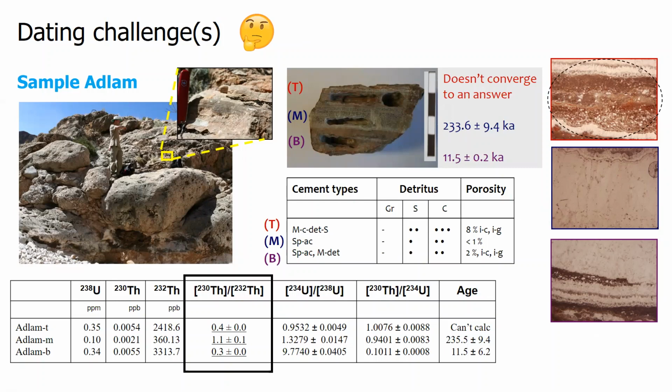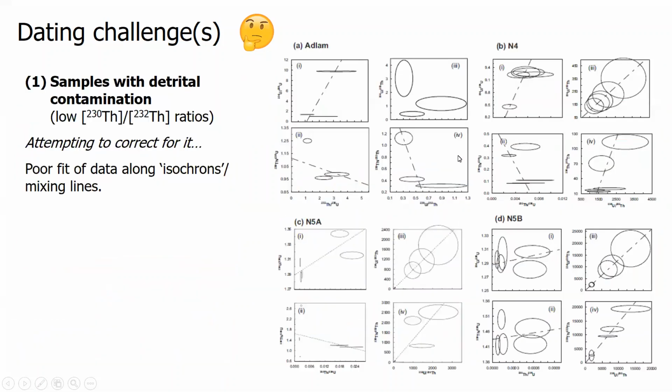This one here, we've got in the black box, this parameter of the thorium ratio is telling us there's detrital contamination. We can see it in this thin section. We can see some silt and sand and almost gravel-sized detritus, and we can't get an age at all for this one. And then 200 and something and 11,000 years for these two. It just doesn't seem to make sense.